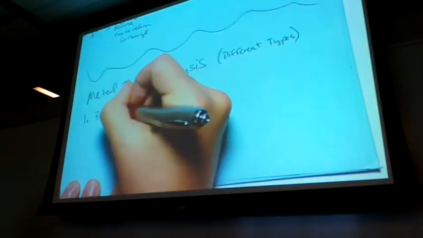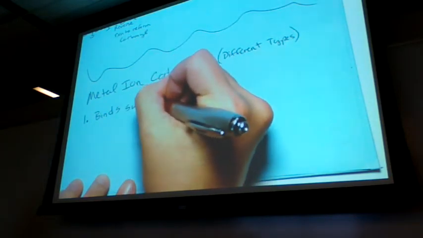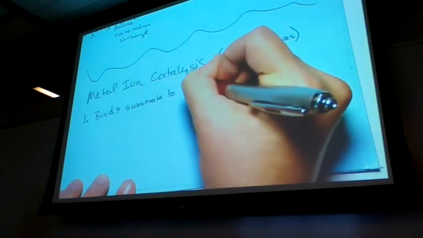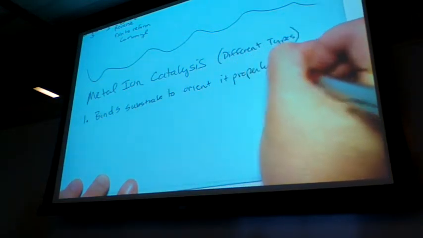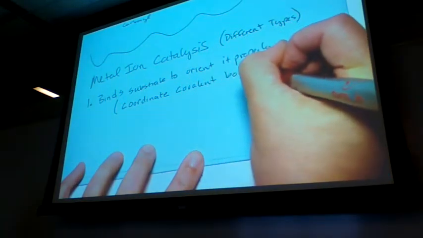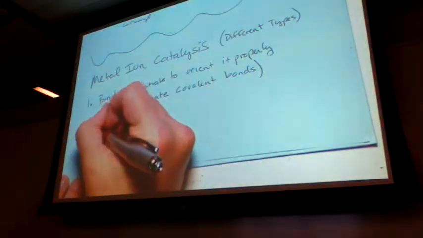So you could have metal ion catalysis where you're binding the substrate to orient it properly. And in this case, we're talking about coordinate covalent bonds, which we are distinguishing from regular covalent bonds. So if it's a coordinate covalent bond, it goes under metal ion catalysis, not covalent catalysis. Okay, so that might be what it's doing.